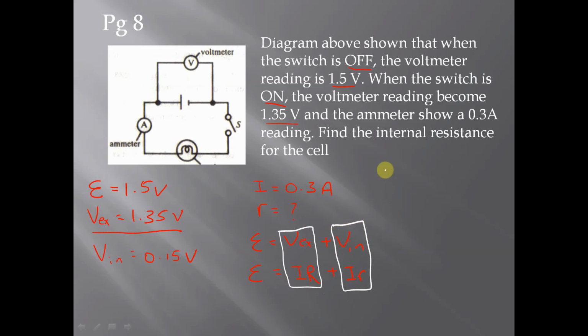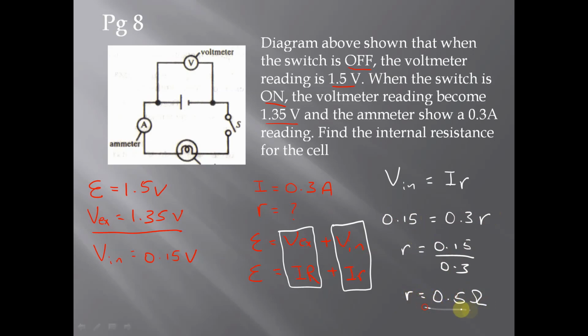That means the internal voltage is also equal to I small r. So this is our 0.15 as we calculated earlier, and this is 0.3. So r we need to find. I don't think it's difficult for you. r is going to be 0.15 divided by 0.3, so obviously you get 0.5 ohm. That is the final answer for this question.